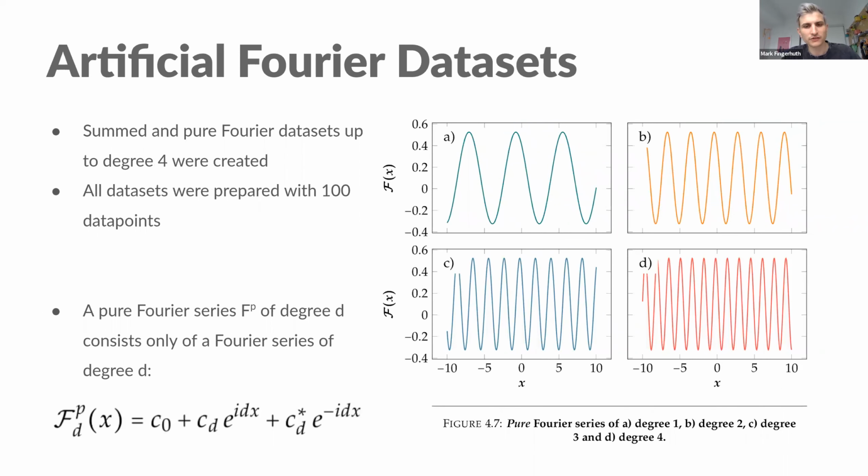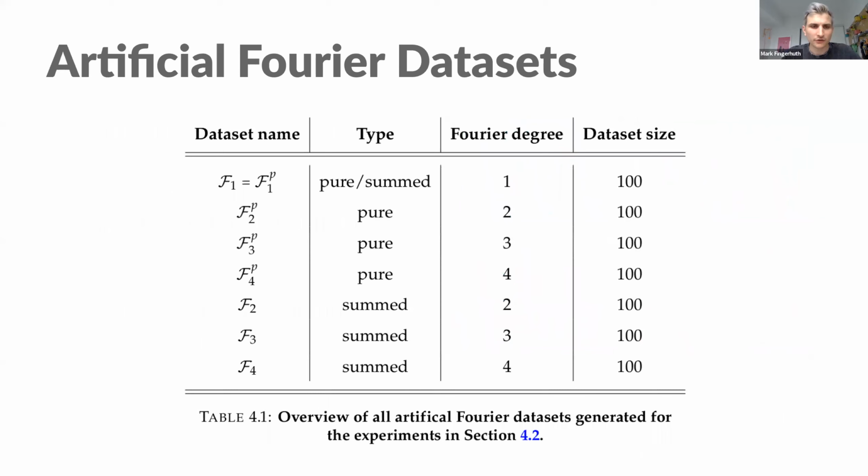We also created what we call pure Fourier series data sets, where again we go from degree 1 to 4, but in this case the pure Fourier series of degree 4 only contains the fourth order component rather than a sum up to 4, which allows us to get cleaner results in some of our plots later on. So we arrived at this set of 8 different data sets, 4 pure and 4 summed data sets of degree 1 to 4, and each data set had a size of 100 data points.